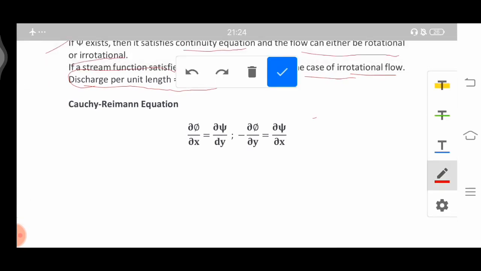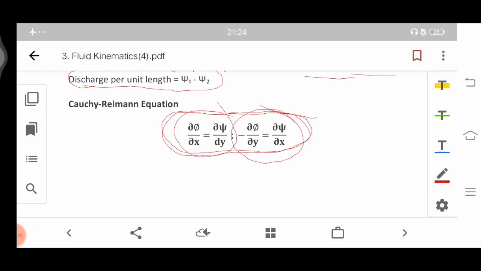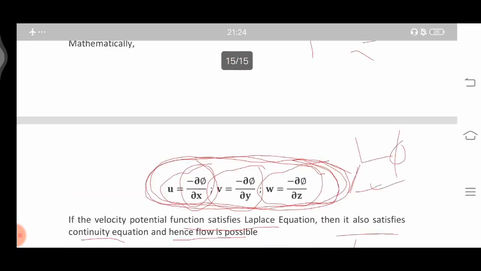Next, the Cauchy-Riemann equations give the relation between the velocity potential function and the stream function. Del psi upon del x is equal to minus del phi upon del y, and del phi upon del x is equal to del psi upon del y. So let's now discuss some problems.